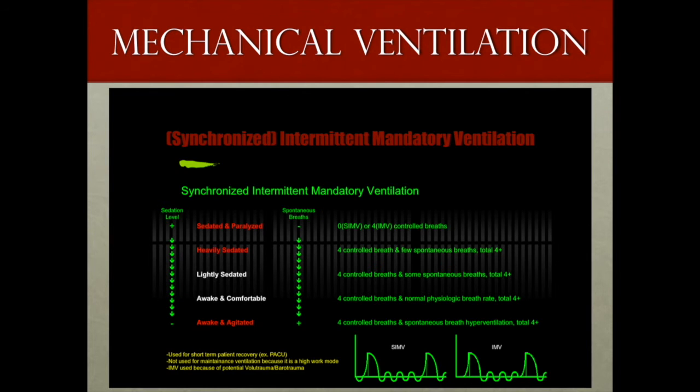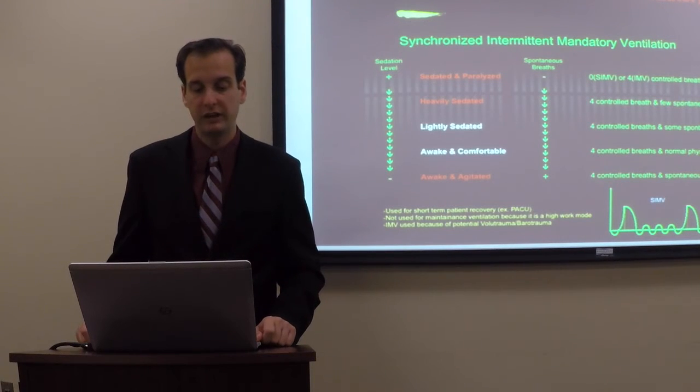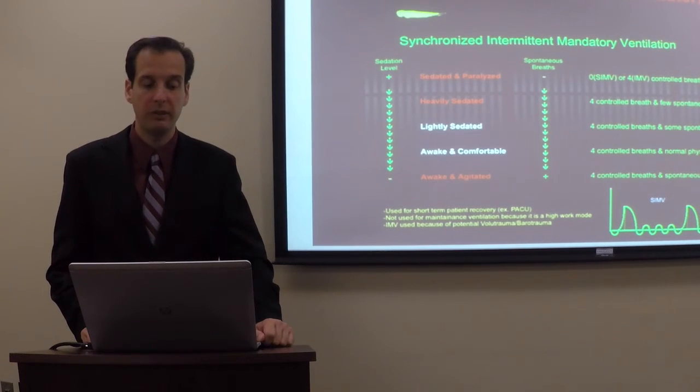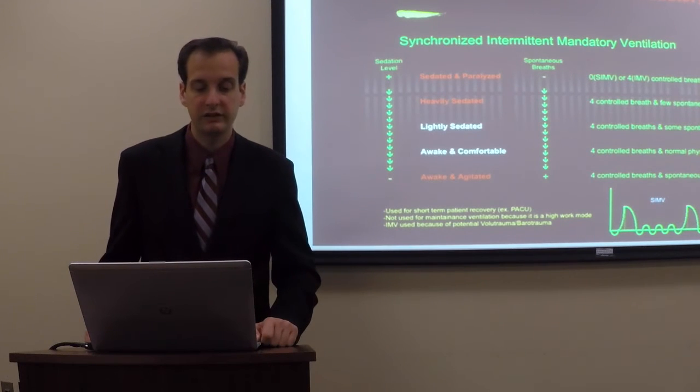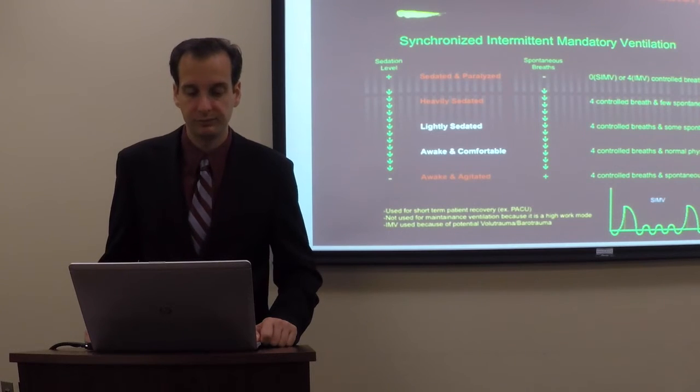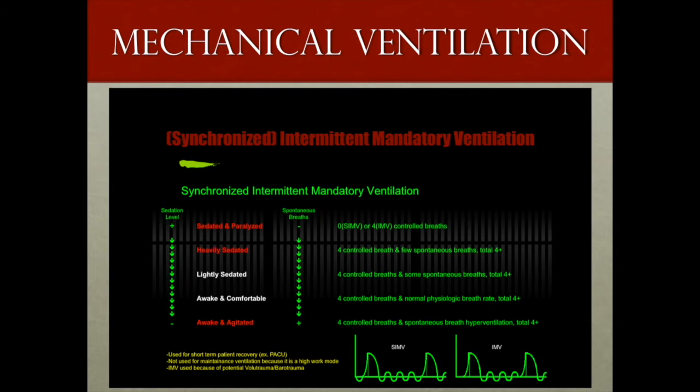So let's again take the same spectrum of sedation for patients. Let's say we have a sedated and paralyzed patient, a lightly sedated patient, an awake and comfortable, and an awake and agitated patient. Here you can see less of these patients are listed in white, meaning that less of these patients are good or ideal candidates for this mode of ventilation. If I have my SIMV or my IMV set at a rate of 4, and I have a sedated and paralyzed patient, if I am in SIMV, I would in theory have no breaths. If I am in IMV, I would only have 4 breaths. Either way, you would be hypoventilating.